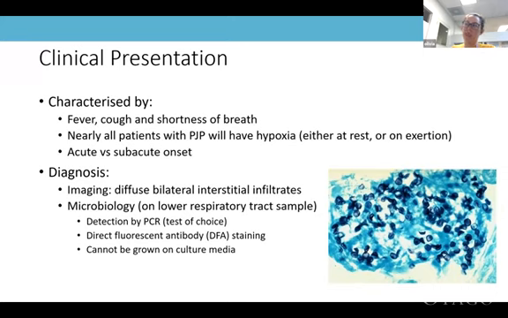And the limitation of PCR is that it's really, really sensitive. And so if you did it on someone who had a low clinical suspicion of PJP, like didn't have a risk factor, didn't really have the right clinical presentation, you could still find a positive result, but it wouldn't mean that the PJP was causing the problem.